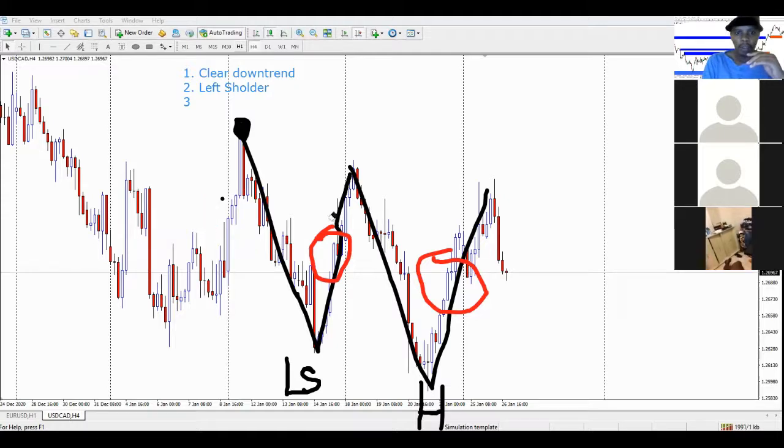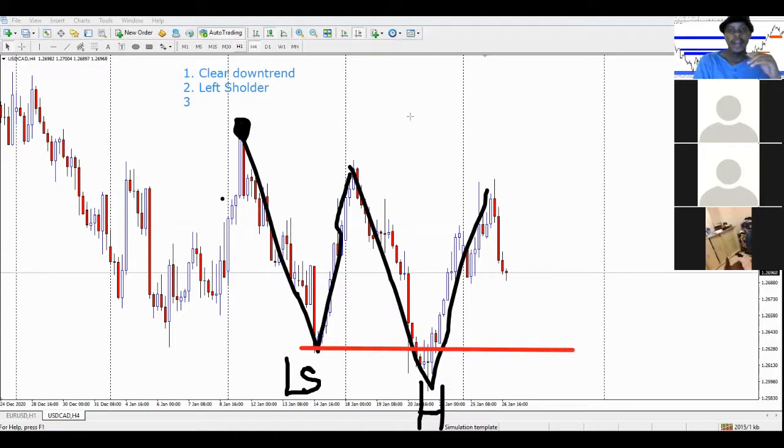Okay, so let's continue. What do you want next? You want this one to create an equal low, and also you want to treat this one as an area. This one is an area, not just a level, but let's treat it as an area.